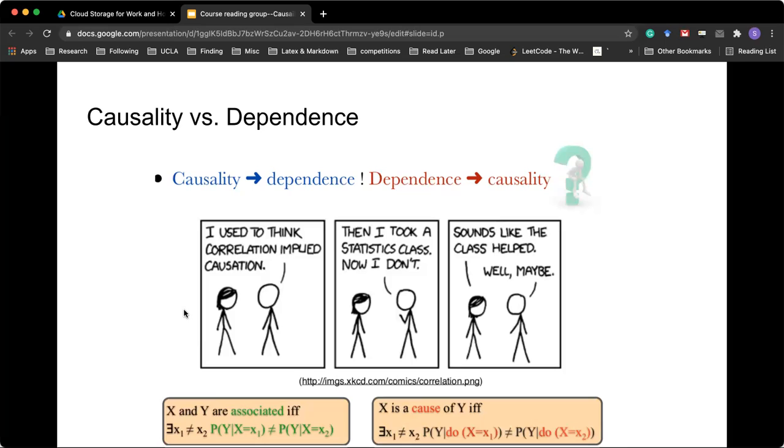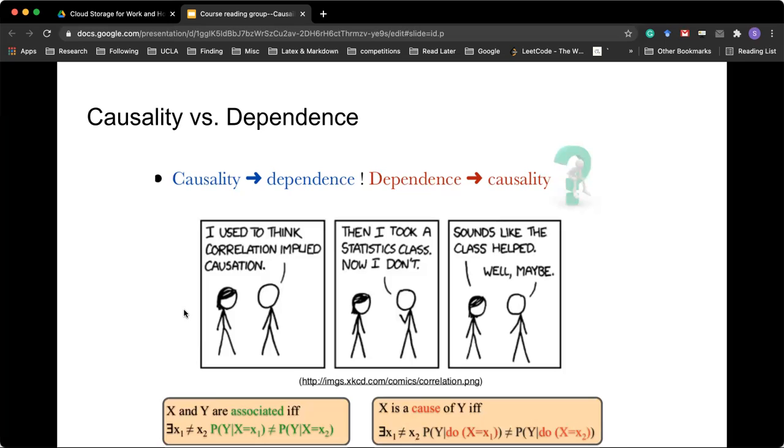The formula is something like this, then we do x equals to some value. This is different from the association x equals to x1, because in the association, x equals to x1 is just one observation. We say we have a lot of data, and in some of the data instances x equals to x1, and others may equal x2, x3, or others. We can just filter those data from all the observational data.